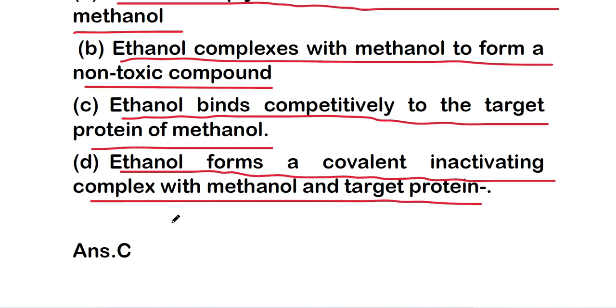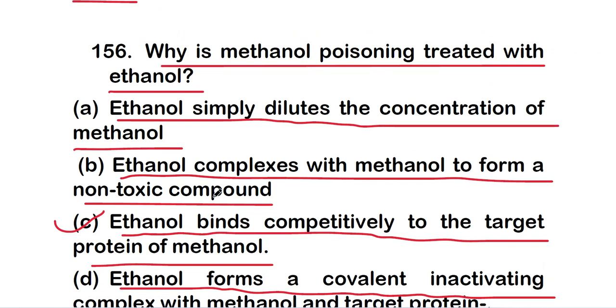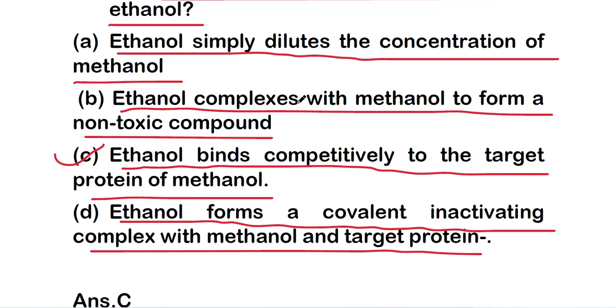So the right one is option C, that is, ethanol binds competitively to the target protein of methanol. So that's why, in methanol poisoning, ethanol is used as a treatment, because ethanol binds competitively to the target protein of methanol.